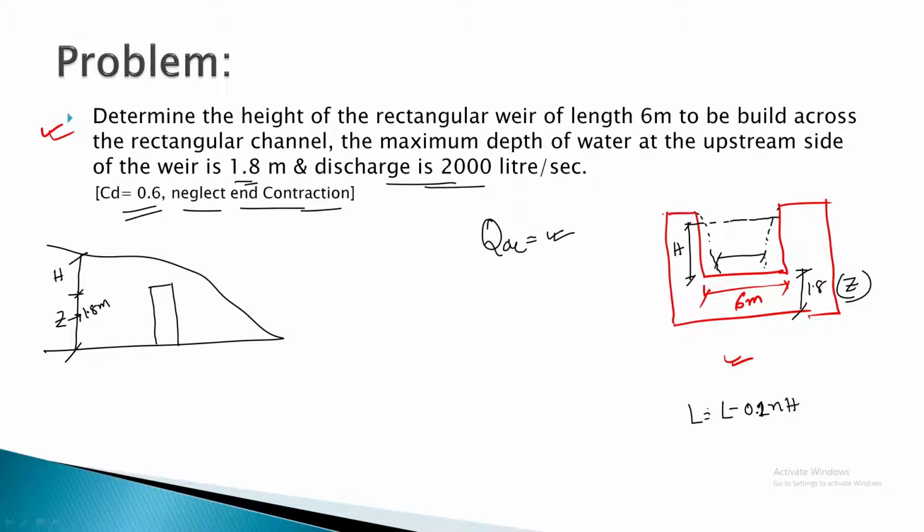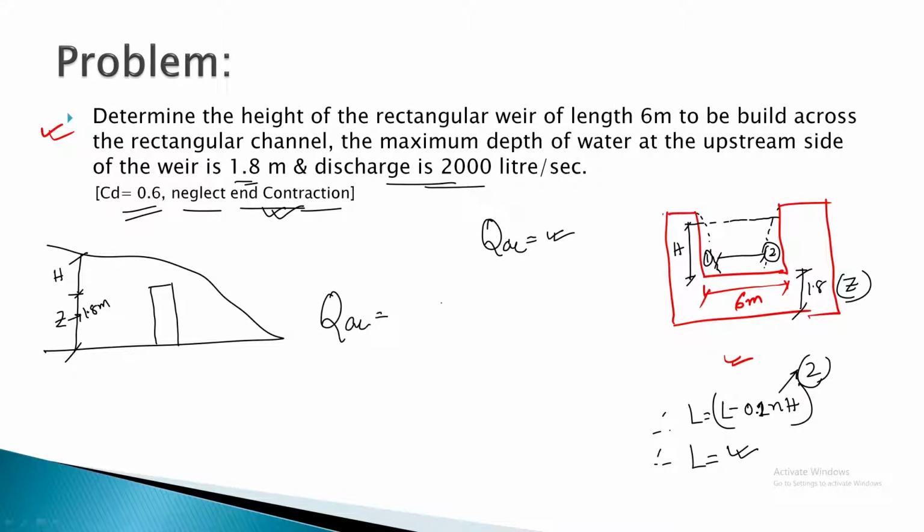n H, where n is the number of end contractions, like here 1 and here 2. So the value of n will be 2 if we consider the effect of end contraction. But in our case, in this particular formula, we need to neglect this. That means we will keep it like this, the L value will remain constant, that means it will be 6 meter. Okay, so let's write the formula.